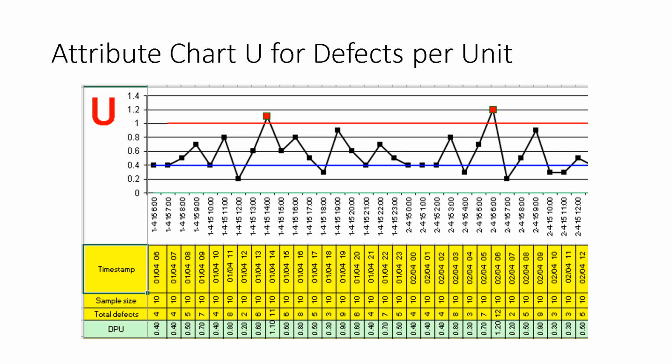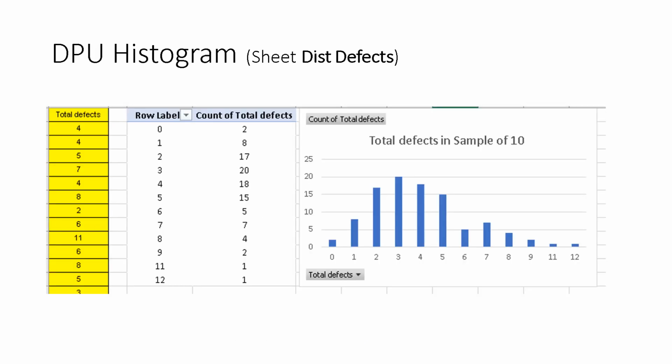The aspect of a Poisson distribution may look like a variables distribution, but it is very different. The Poisson distribution only has integer numbers in the x-axis. An individual unit may have 2 defects or 3, but it couldn't have 2.8 defects. DPU can be any real number greater or equal than 0. Sheet U has an example of a U chart. Here we have used a pivot graph to plot the distribution of defects in the samples of 10.